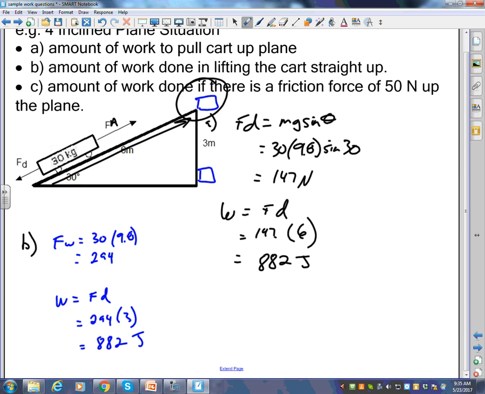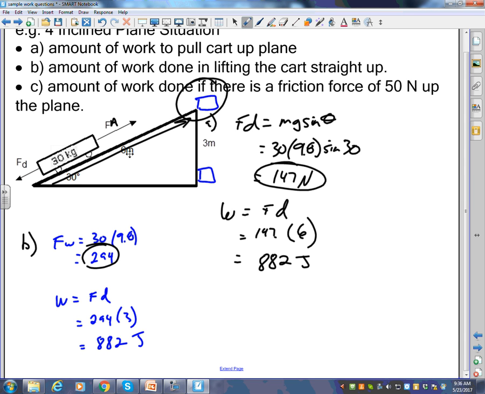Now, why do we use ramps? Notice that the force required here is only 147. Here the force is 294. It's easier to push it up the ramp. Right? But the trade-off is it's easier, but you have to push it farther to get the same amount of work.